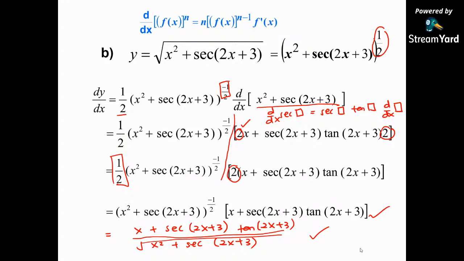Saya tulis insert. Is it okay? Yes. You can actually write them down as sec, something like this. But do make sure to bring them down because we have negative as the power. Okay.